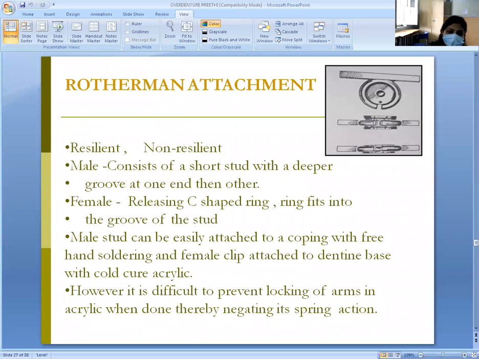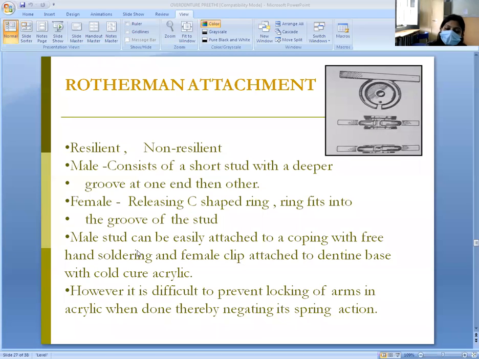Rotherham attachment. Here again it is resilient and non-resilient. So in this attachment again the male portion is attached to the root, and the female portion is attached to the acrylic part. The male portion consists of a short stud with a deeper groove. Here, this is the male portion, and this is the female portion. This is a C type of female portion. It attaches onto the male portion. So the female portion is a C type of ring, and this ring fits into the groove of the stud. Here you can see this is the male portion. This is the groove, and this female portion is fixed into the groove.